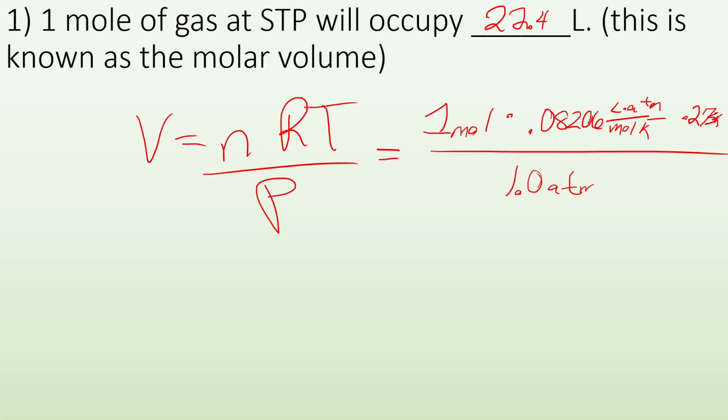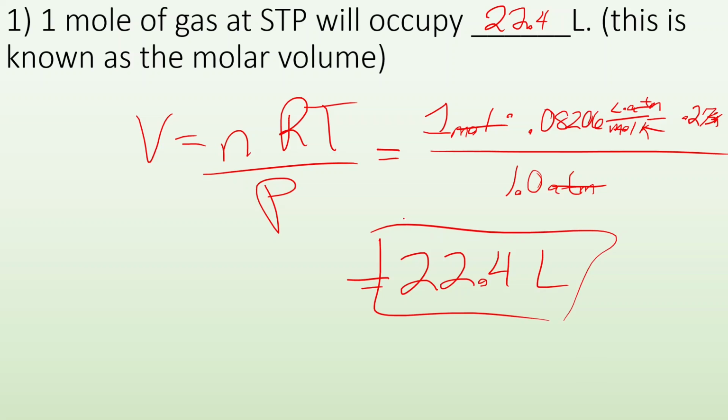And when you do that, atmospheres cancels out, moles cancels out, Kelvin cancels out, and you're left with 22.4 liters when you round it to 3 sig figs. So that is known as the molar volume. 1 mole of any gas at STP will occupy 22.4 liters of volume.